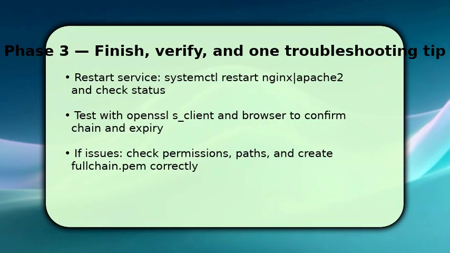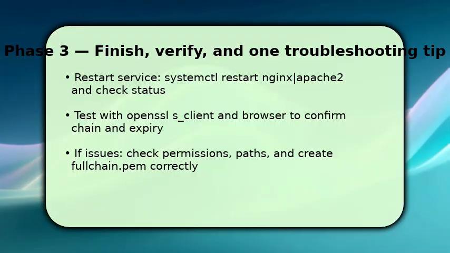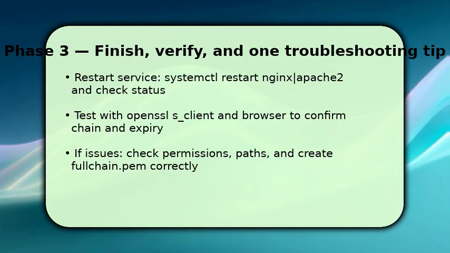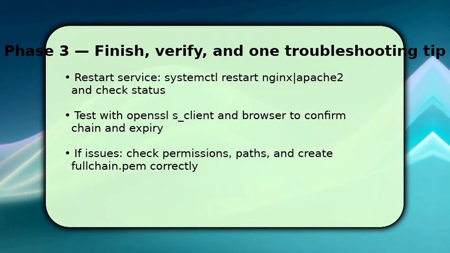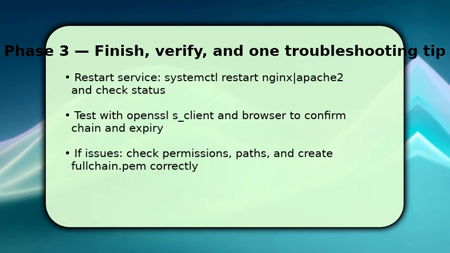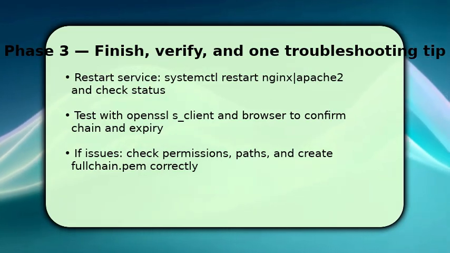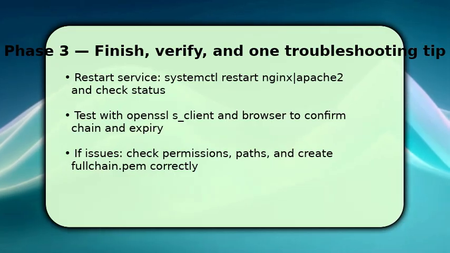Finally, restart the service to load the new certificate. Use systemctl and check the unit status for errors. Verify the installation with openssl s_client -connect yourdomain:443 -showcerts, and visit the site in a browser to confirm no warnings and correct expiry.